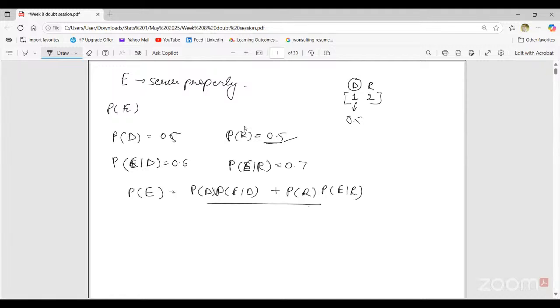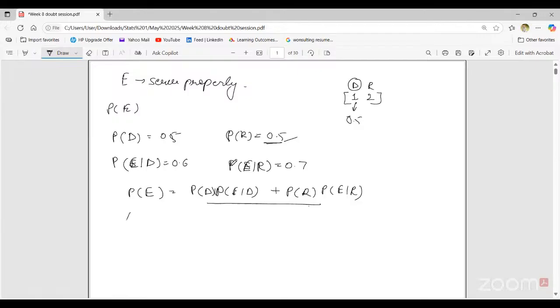Okay. Understood the question? Ma'am, could you please explain the probability of E, how you have written it like this? We need to find both out. Ma'am, why are they both added? This is the main issue.